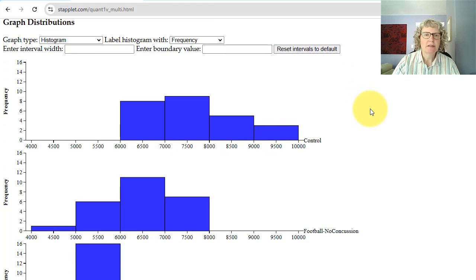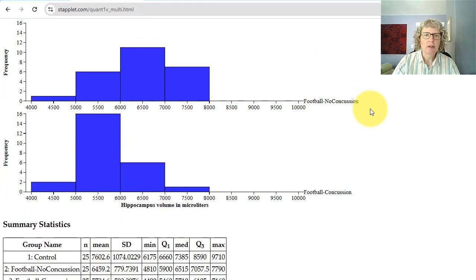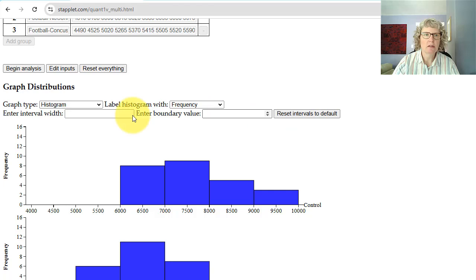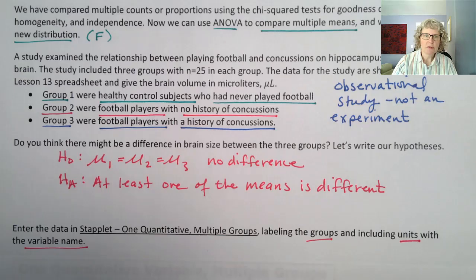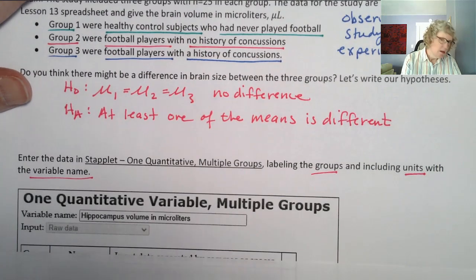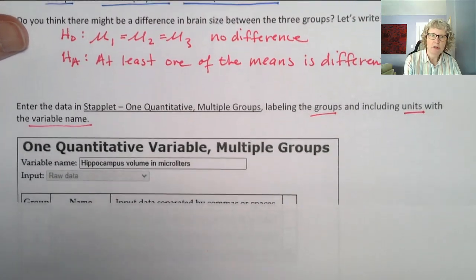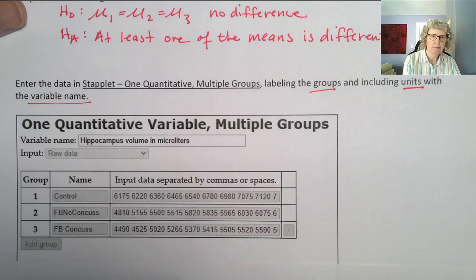Okay, begin analysis. So we do have all of our 3 histograms here. We also have, if we wanted to look at 3 box plots. Pretty cool, huh? Okay, so let me go back to the notes for a second before we go too much further. I've got a screenshot of the input screen here.